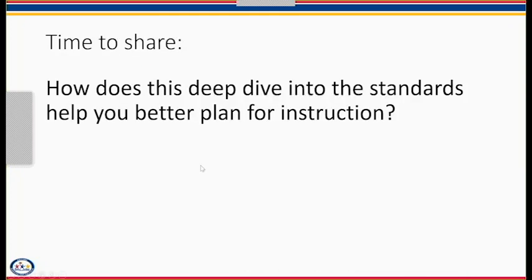Okay, so think about if you were to really do this activity. How does this deep dive into the standards really help you better plan for instruction? Like, they would probably take an hour, maybe even two, depending on how many standards they've selected for that particular unit, to really go into that learning progression and have those deep conversations about what should be taught. How does this deep dive into the standards help you better plan for instruction? Let me know in the chat box.